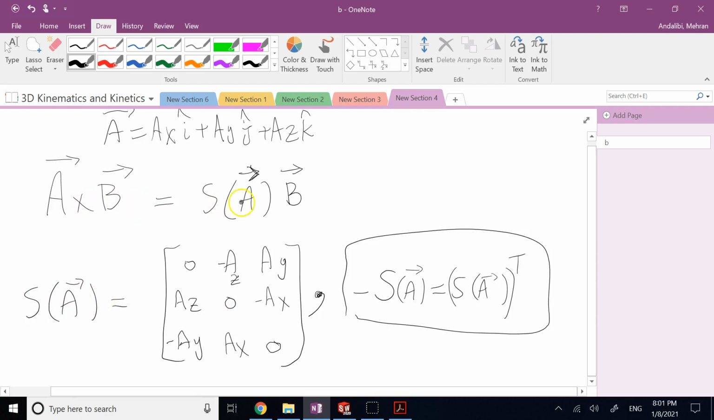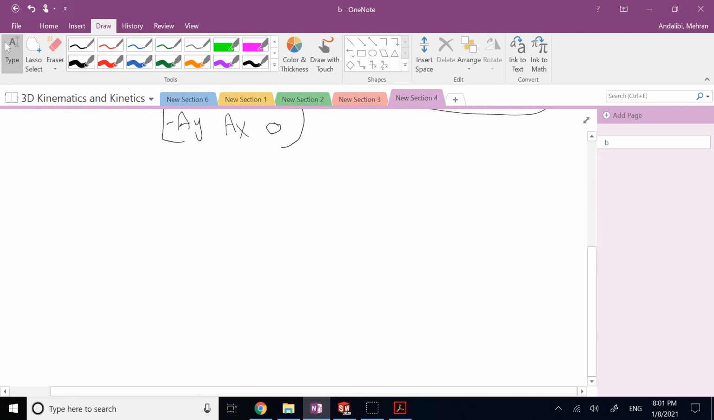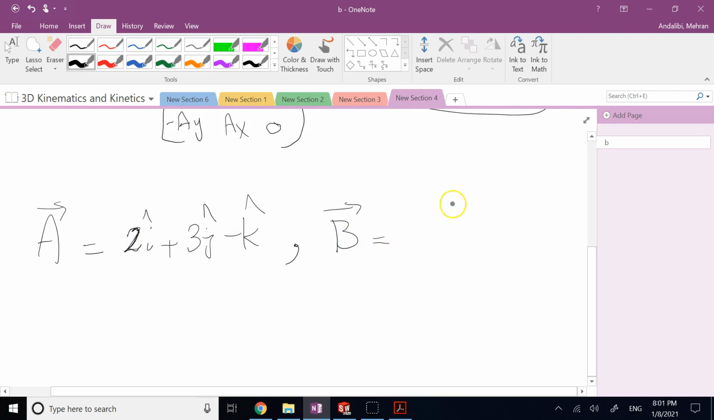And as I said, you can carry out the cross product using this operation. So let me show you very fast an example. Let's say vector A is 2i plus 3j minus k, and vector B is negative i plus j plus k.